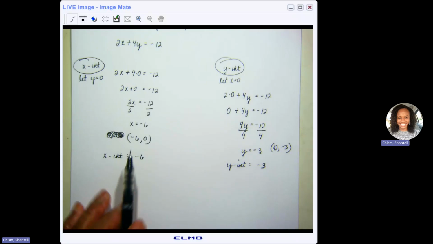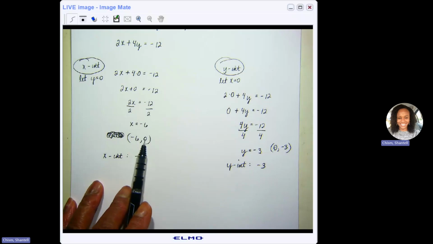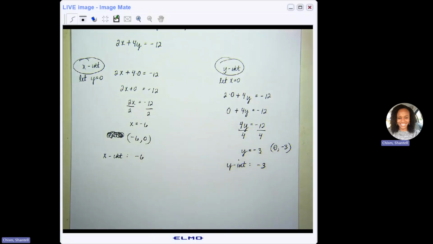Okay? When it's ordered pairs, x is written first. So it's x, y, so -6, 0. And then here, x, y, this would be 0, -3. Okay?